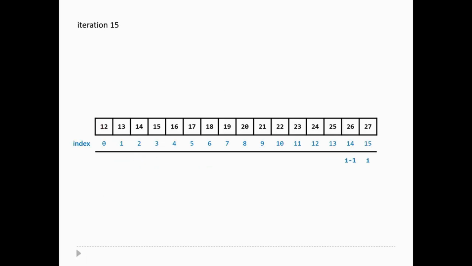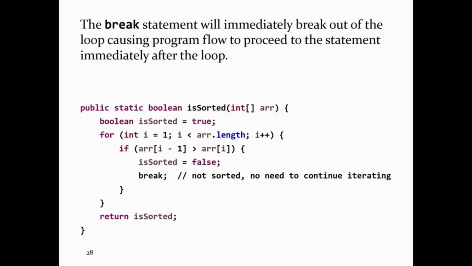Now, you might ask yourself, if the first two elements are not sorted, you know that the rest of the array is not sorted, so you can stop. So if you want to stop a loop, the way you do that is with the break statement. And hopefully they showed you this in 121. Python also has a break statement. It will break out of a loop.